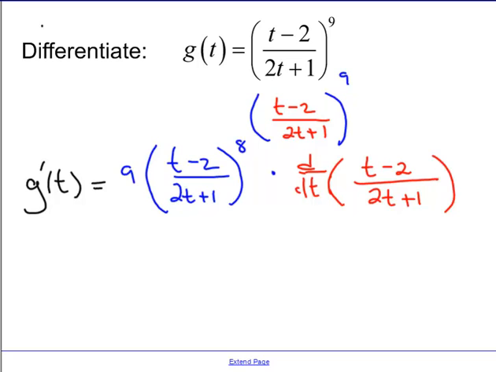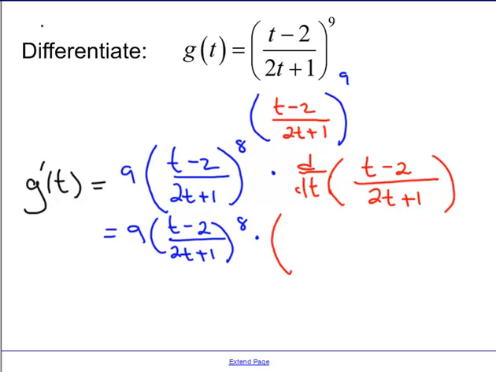And we don't have x, we have a t in here, so we're taking the derivative with respect to t. Okay, so this derivative right here is the derivative of a quotient, so we do have to use a quotient rule here. So we still have this, that didn't change at all. And then I'm going to use a quotient rule.